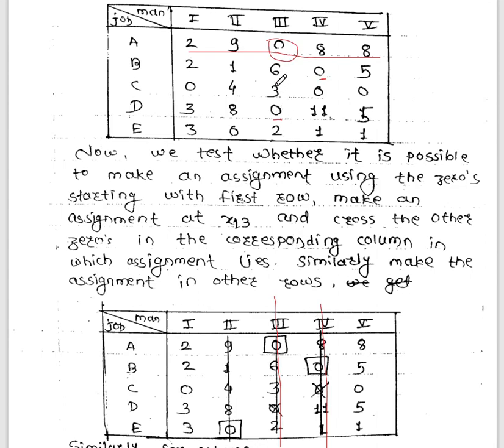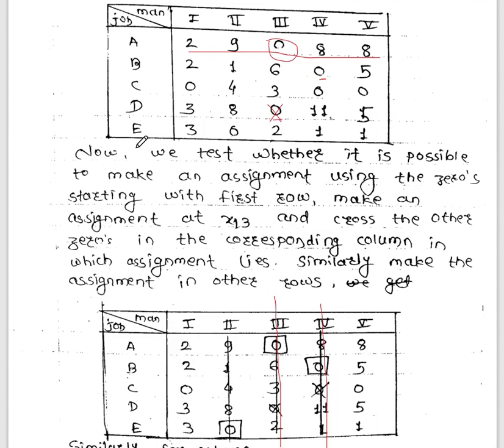Okay, actually in this column we have already made the 0 assignment, so we cannot make a 0 assignment here, so cross this 0. If a 0 assignment is already made in a column, then any other 0s in that column must be crossed. Okay.